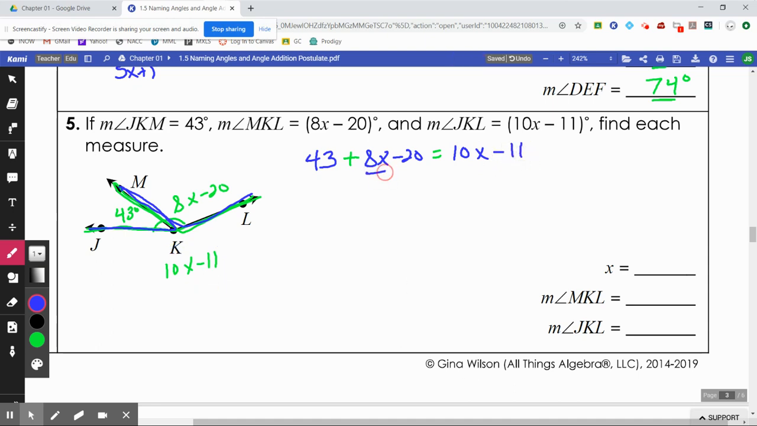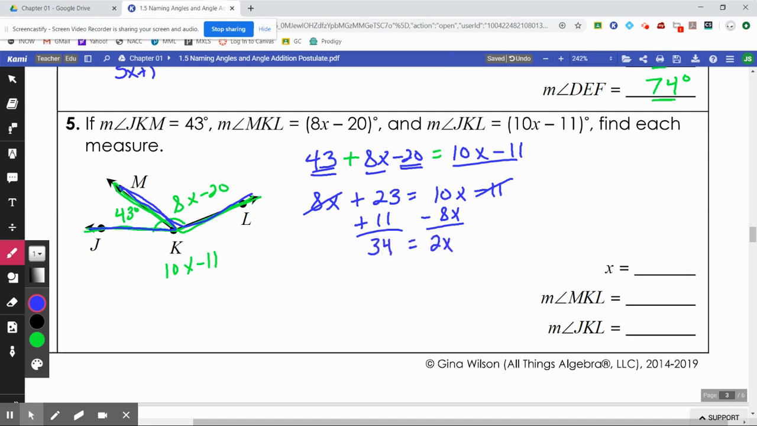Combine like terms. 8x has no like terms, leave it. 43 minus 20 is a positive 23. Bring down 10x because there's no like terms. Bring down 11 because there's no like terms. Move all your x's to the same side. I'm going to do minus 8x. If I put my x's to the right, I'm going to move my 11 to the left, so plus 11. Gives me 34 is equal to 2x. When you divide by 2, you find out that x is 17.